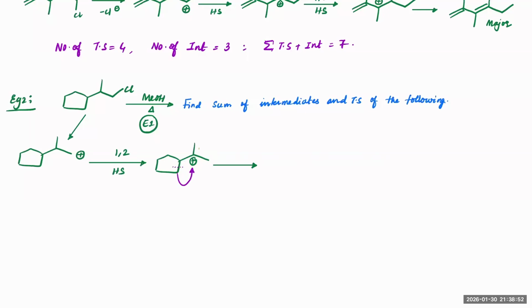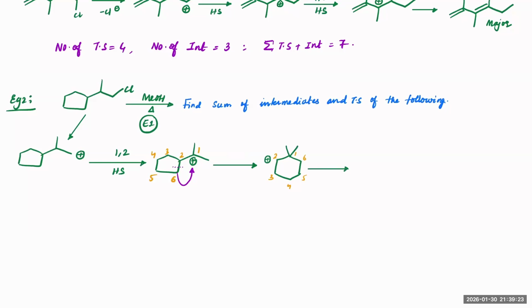So if I put the numbers here, 1, 2, 3, 4, 5, 6, you can see it is going to form a 6-membered ring. And in that 6-membered ring, the first position has 2 methyl groups on it. So this is carbon 1, 2, 3, 4, 5, 6. Okay. And the positive charge is on the second carbon.